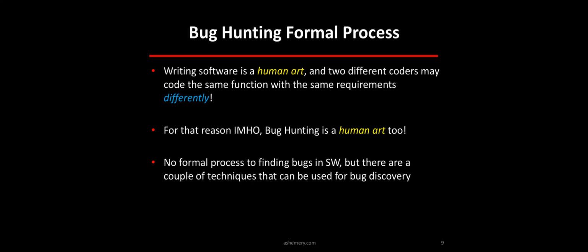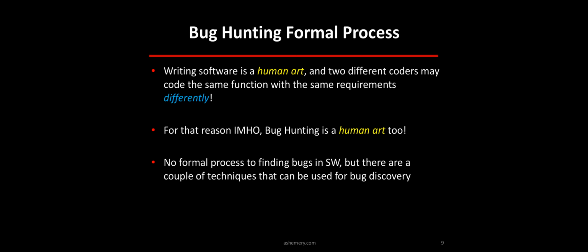Two different coders or developers might be required to do the same function or the same program, but they will do it differently, or the code at the end will be different, even though they both had the exact same requirements, because humans think differently. So that's why it's a human art. For that reason, in my humble opinion, I think bug hunting is also a human art.